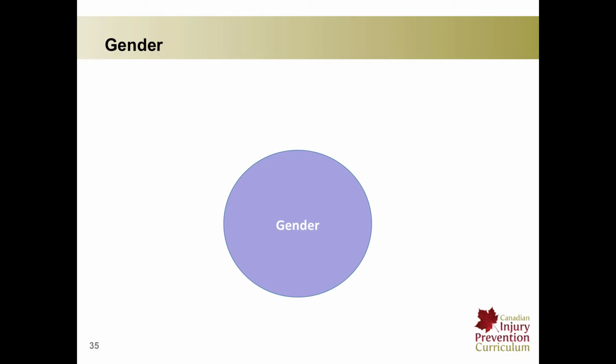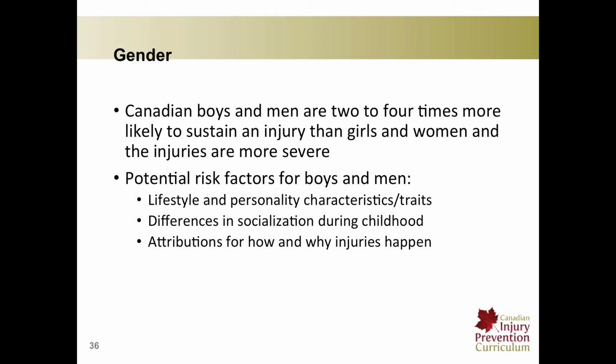Gender. Gender is a very significant determinant of injury. For virtually every kind of injury beyond 2 years of age, Canadian boys and men are 2 to 4 times more likely to sustain an injury than girls and women, and their injuries are more severe. The myriad of risk factors that contribute to increased injury liability for boys and men are not yet well understood.